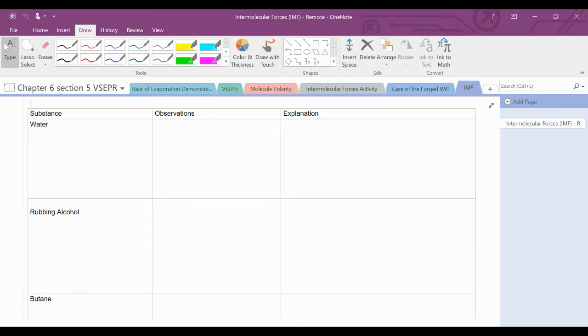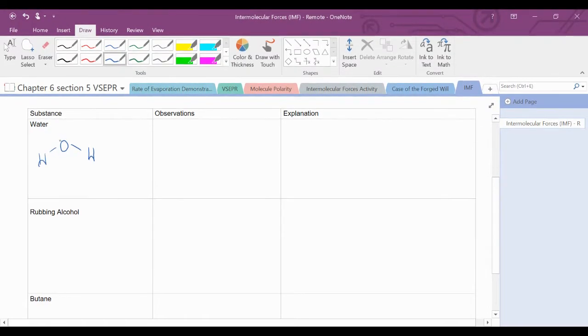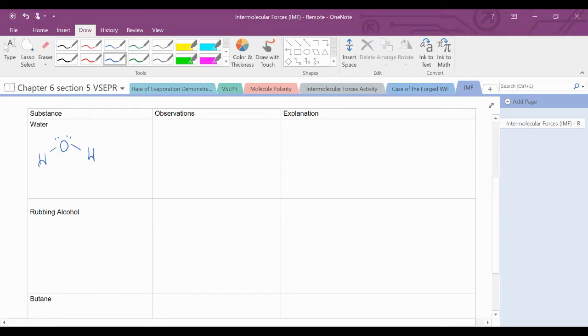So the first thing I want to do is talk about things we already know. So for example, we should already know how to draw the Lewis structure for water. And we should know that water has an angular shape. And so these unshared pairs of electrons on oxygen push those hydrogens down at an angle. So that makes my water molecule polar.